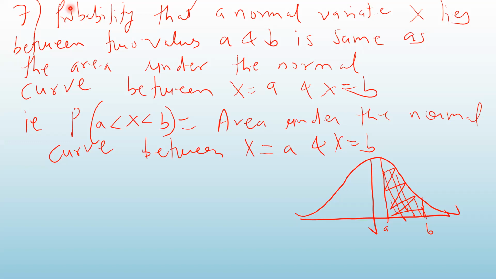But you don't have to worry, because in the exam the areas will be already provided to you. So you don't have to worry about the table and all. To calculate the probability between two points, you have to see the area under the normal curve. This is a very important property which we are going to use for solving our problems.